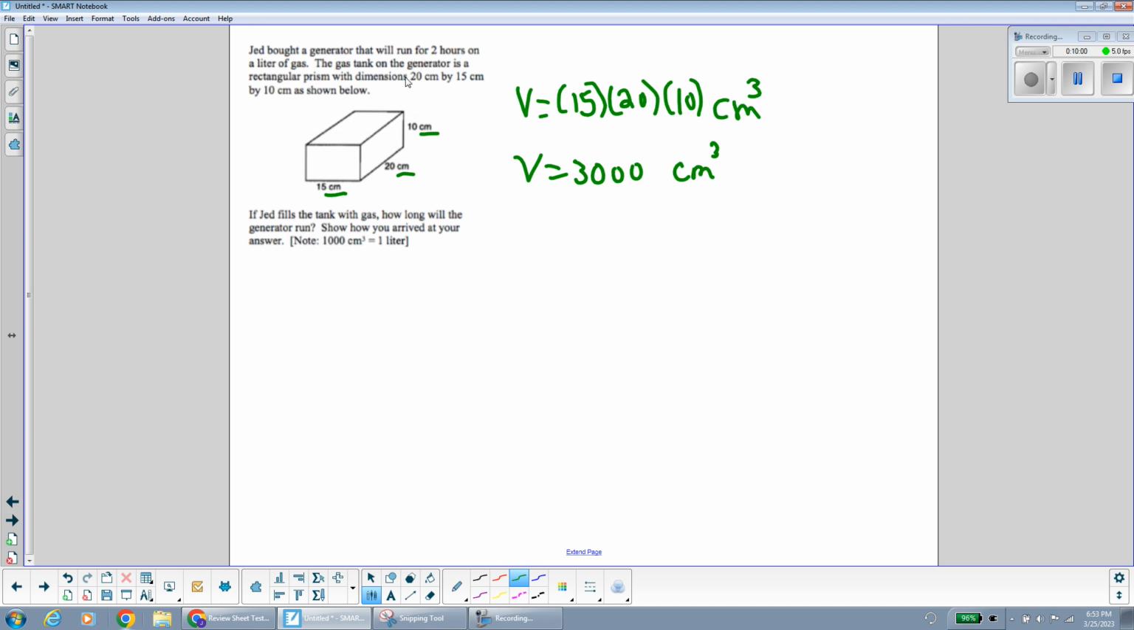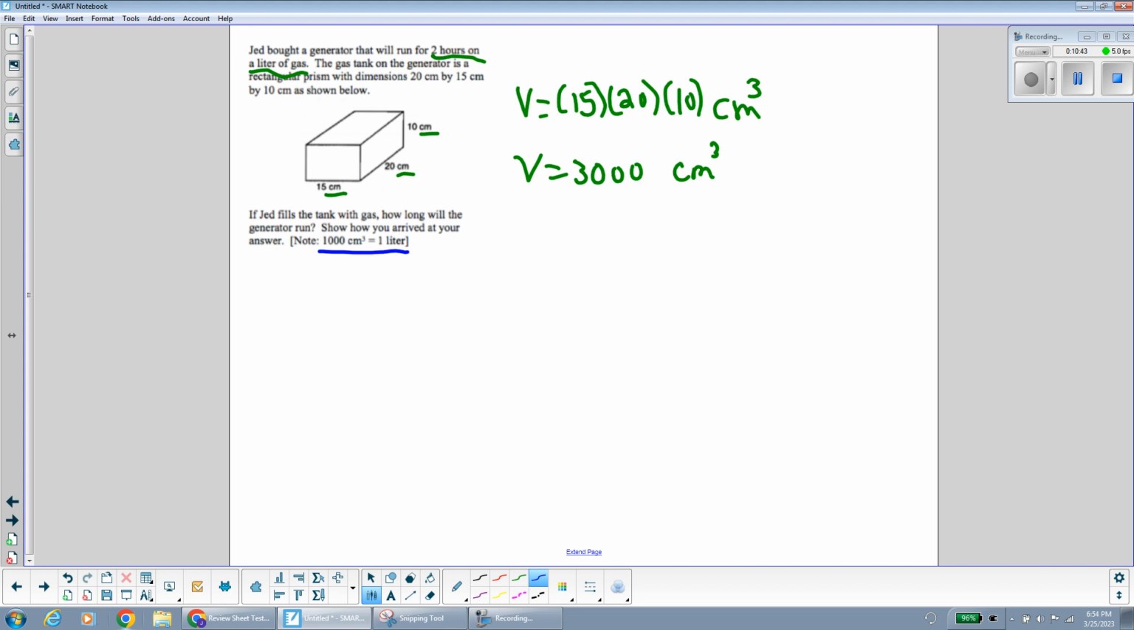So it's saying here that the generator will run for 2 hours on a liter of gas. But the problem is, I don't know how many liters of gas are going to go inside this tank. I know how many cubic centimeters, that's what my volume is in, are going to go inside this tank, but I don't know how many liters. So I'm not quite sure still how long this generator can run for with 3,000 cubic centimeters worth of gas. So luckily, they have a conversion for us at the bottom so that we can convert our volume from cubic centimeters to liters so that we can figure out how long the generator will run.